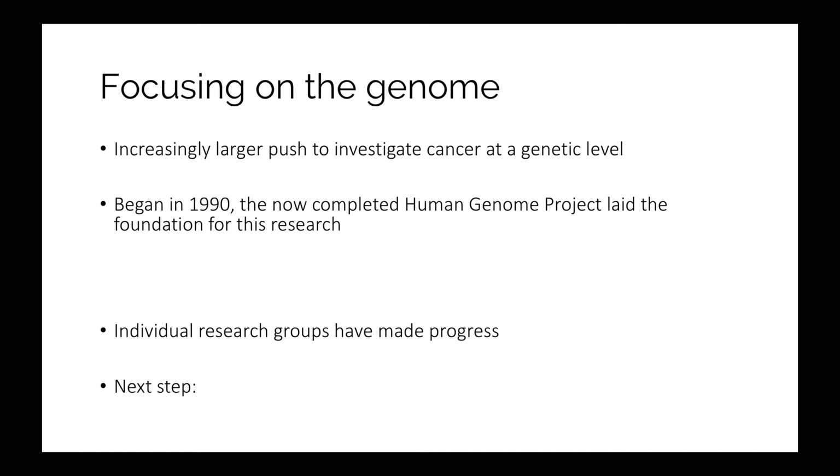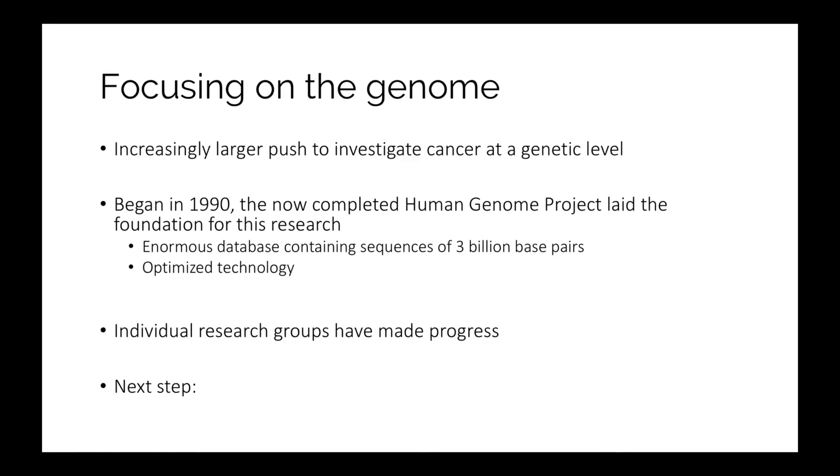Now, in addition to giving us sequences of 3 billion base pairs of the entire human genome, it allowed researchers over the 13 years that it operated to optimize technology, make it more efficient. Now, this optimized technology led to cheaper technology. For instance, at the beginning of this project, it cost around $10 to sequence a single nucleotide base. Now, it costs less than a penny.